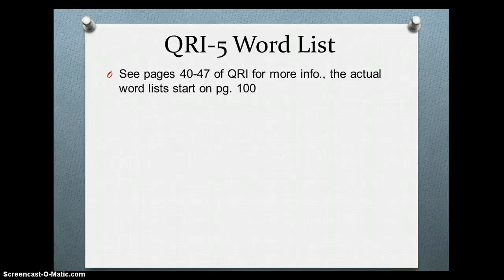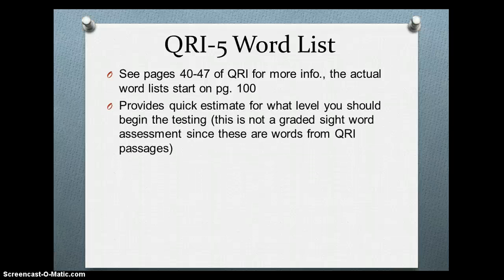The actual word lists start on page 100. Now, the word list provides a quick estimate for what level you should begin the testing. This is not a graded sight word assessment. Since these words are taken directly from the QRI passages, it is meant to be a quick assessment to give you a starting spot for the level of QRI passage you should start with. So this should not replace a sight word assessment or graded sight word list.